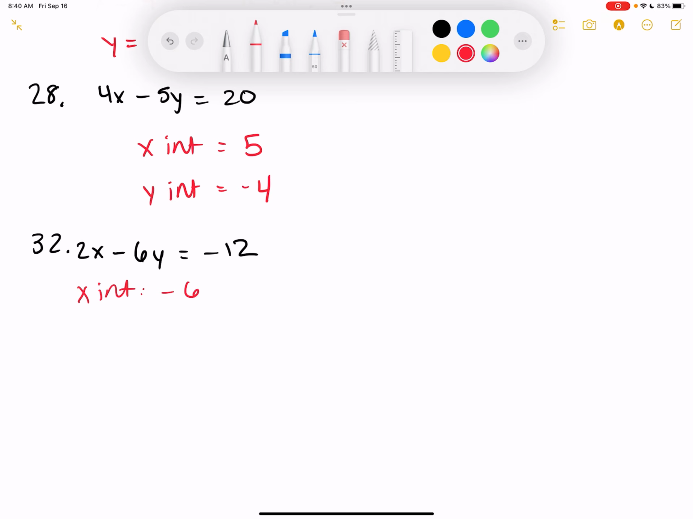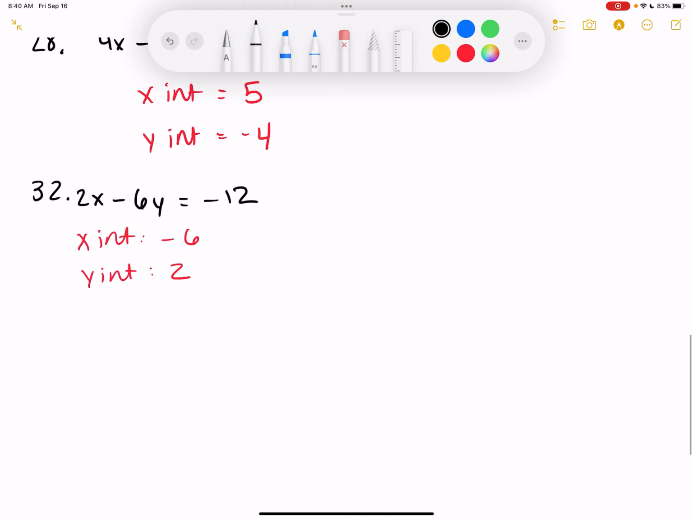Negative 6. And y-intercept? 2. Is 2. So then, when we graph it, we put a point at negative 6 on the x-axis. We put a point at 2 on the y-axis. And then you can just, well, if I can actually connect the dots, it would be great. Connect the dots.